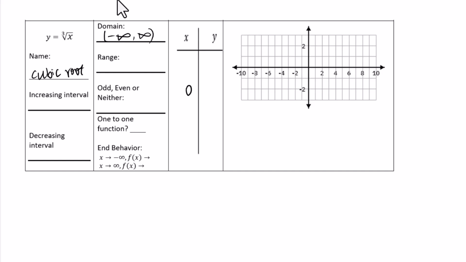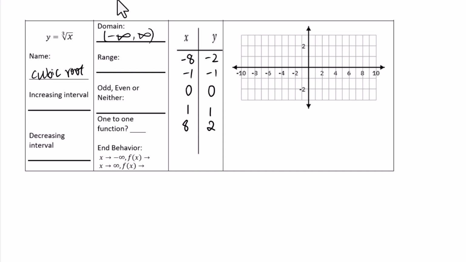We will use 0, -1, 1. Since we are looking for integer values for y, for x, we will use -8 and +8. So we get cubic root of -8 is -2. Cubic root of -1 is -1. Cubic root of 0 is 0. Cubic root of 1 is 1. Cubic root of 8 is 2.